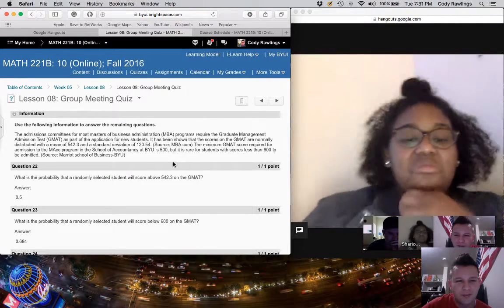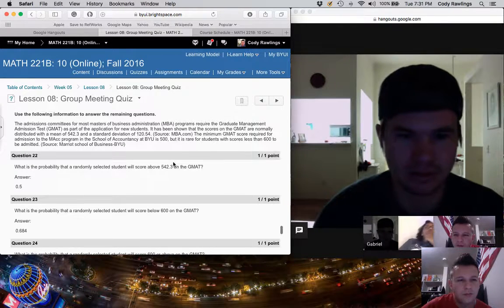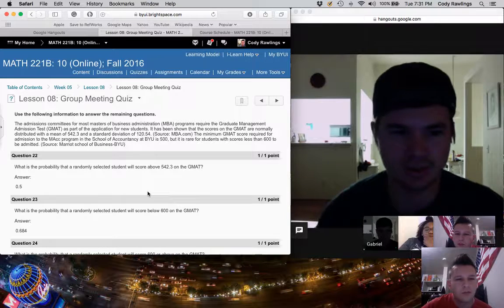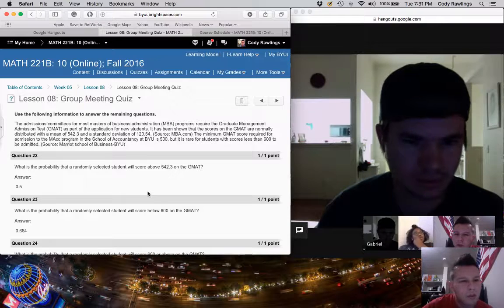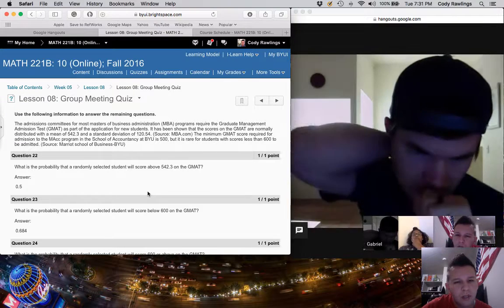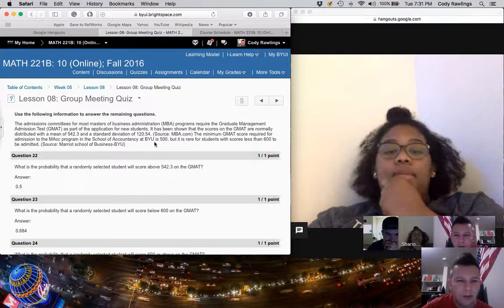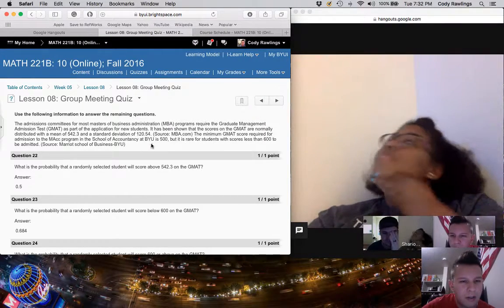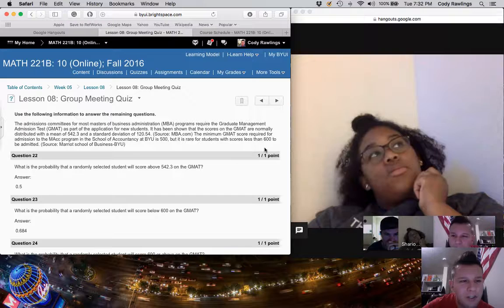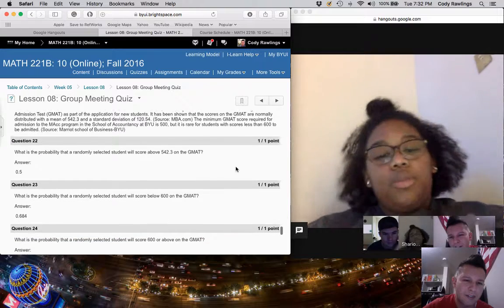So, is that probability, though? It's like you subtract the value and divide it by the standard deviation or something? Mm-hmm. What always gets me is the last part of the question, where BYU is 500, but it is rare for students with scores less than 600 to be admitted. I always get confused at what to do there. Me too.